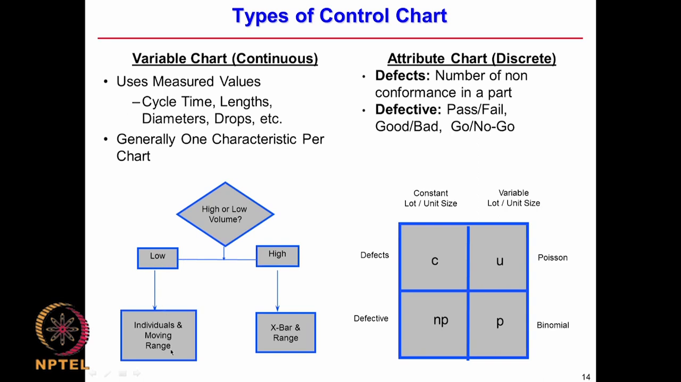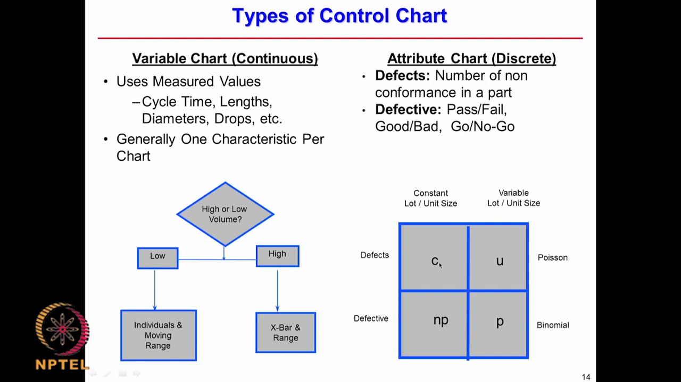So, we can have individual, moving average, range, and X bar charts. X bar means average, or you can give a range chart. What is a range chart? You collect 2-3 samples and look at the lowest and the highest and subtract; that is the range. X bar is the average of the sample set. Moving range means every time you calculate the range based on the new set of data collected. Individual values are also there. Now, if you go to attribute charts, there is something called a defect chart: the number of non-conformances in a part. Defective is pass or fail, good or bad, go, no go.